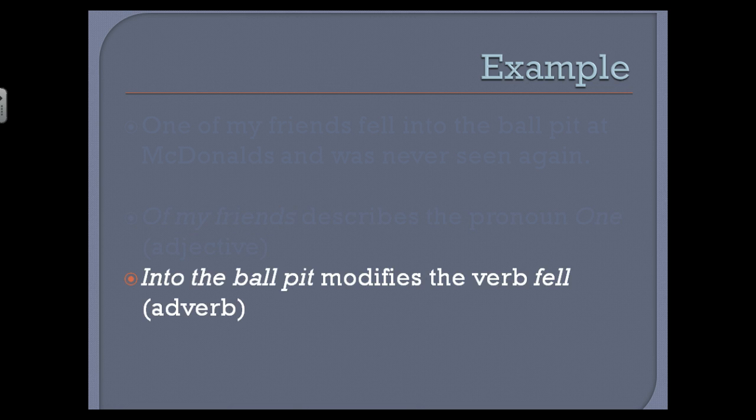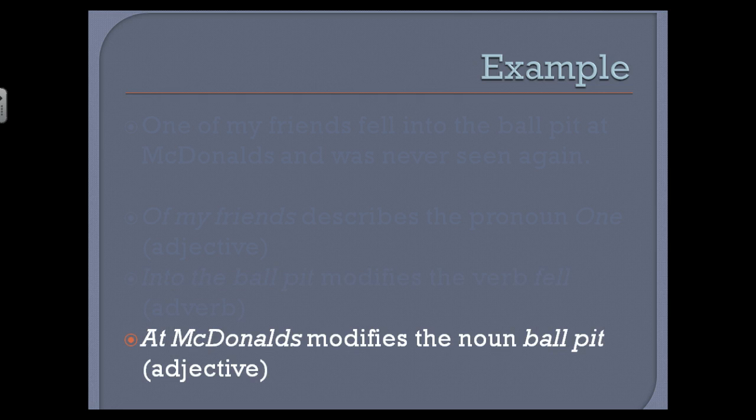Into the ball pit comes after the verb fell. It's not friends into the ball pit, or one into the ball pit, or McDonald's into the ball pit. It's fell. You can also say that it's describing where. And therefore, in both cases, it makes that an adverb. Finally, at McDonald's. It sounds like it's describing a where, but it's actually a what. The ball pit at McDonald's is being described. That's why it's best to try to find that bullseye, that arrow.